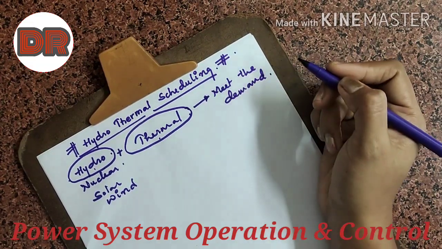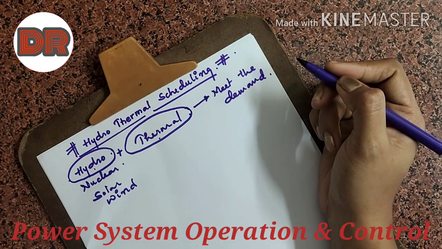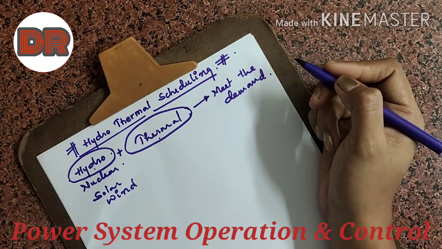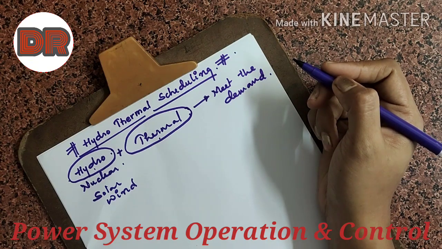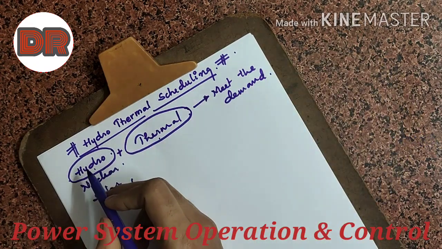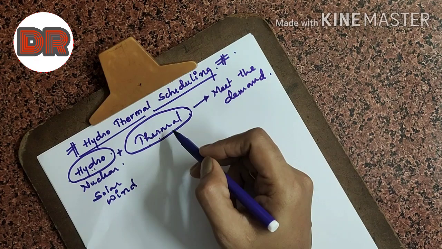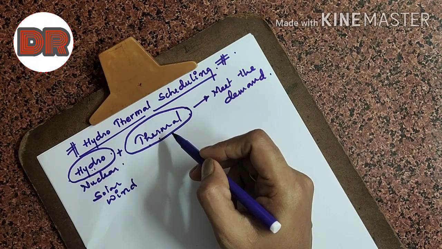Such a system is more complicated than scheduling an all thermal system. So normally if we have only a thermal system, then it will be easier for us to schedule, but a combination of hydro and thermal will have more complications, since we have to consider different constraints.